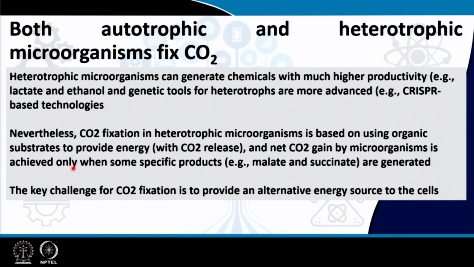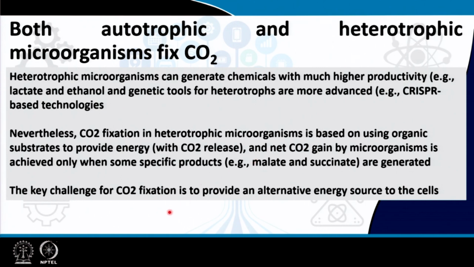biofuel, which is considered to be economically feasible. On the other hand, the heterotrophic microorganisms can also generate chemicals with much higher productivity, for example, lactate and ethanol, and genetic tools for heterotrophic organisms are more advanced, including the CRISPR-Cas systems. Nevertheless, CO2 fixation in heterotrophic organisms is based on using organic substrates to provide the energy, which actually leads to release of carbon dioxide, and net CO2 gain by microbes is achieved only when some specific products like malate or succinate are generated. Otherwise, there will be a substantial CO2 release.